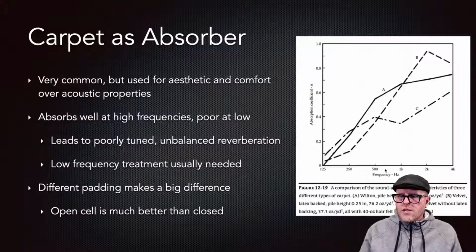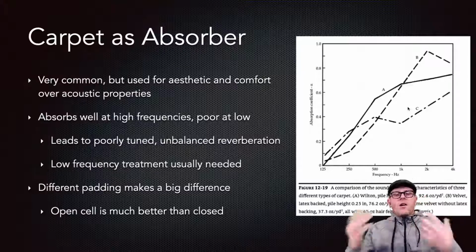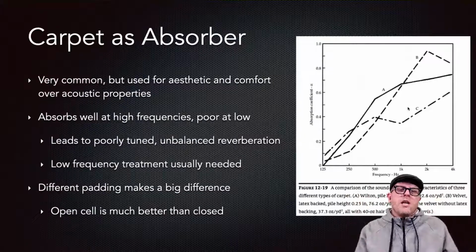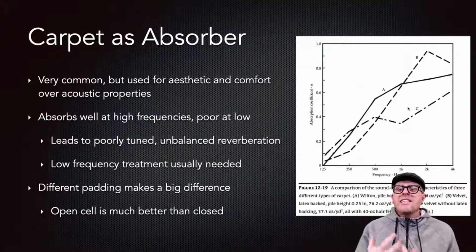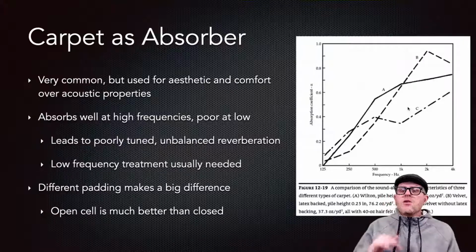So if we look at this one right here, a comparison of sound absorber characteristics of three different types of carpet, we can look at the trend here, and we can see that at the higher frequencies, it does a really good job of absorbing. But as we go to lower frequencies, just as we've seen with everything else, it doesn't absorb very well. So the result is that it's going to be reverberant at low frequencies and absorbent at high frequencies. The term we would give for that is a warm sounding room. When we say that something is a warm sounding room, it tends to mean that the high frequencies are being absorbed and the low frequencies are reverberant. So that's usually the trend.